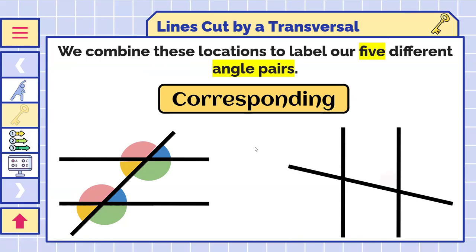Same thing if we slant them. We can have top left and top left, bottom left and bottom left, bottom right and bottom right, top right and top right. Again, they're on the same side of these two different cross sections, and that is corresponding.